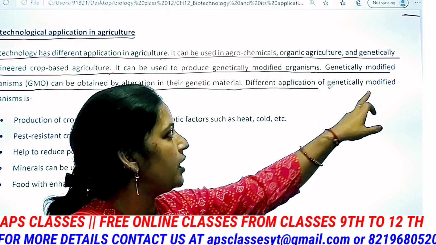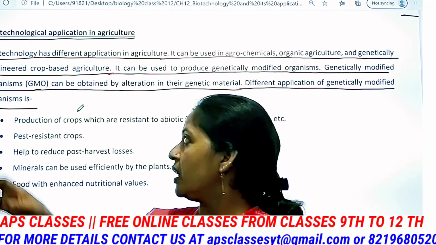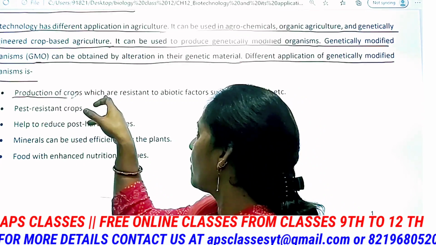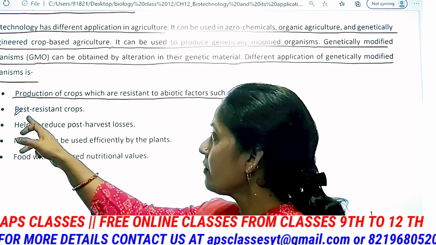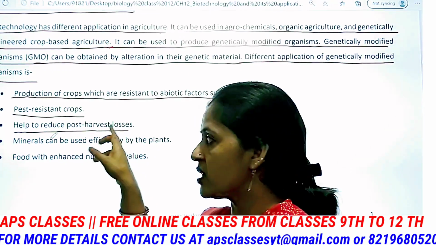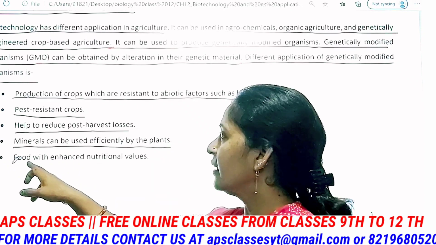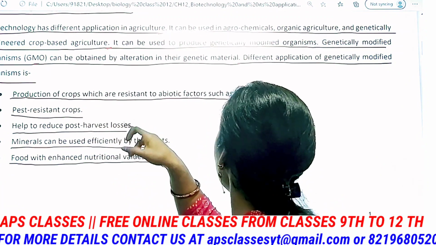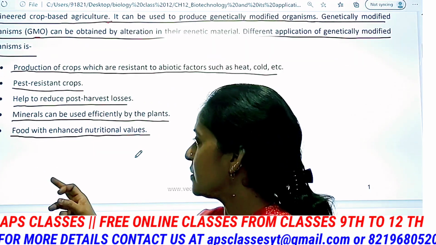Different applications of genetically modified organisms are: number one, production of crops which are resistant to abiotic factors such as heat, cold, etc. Pest resistant crops help to reduce post-harvest losses. Minerals can be used efficiently by the plants, and the last one is food with enhanced nutritional value. So these are the various applications of genetically modified organisms.